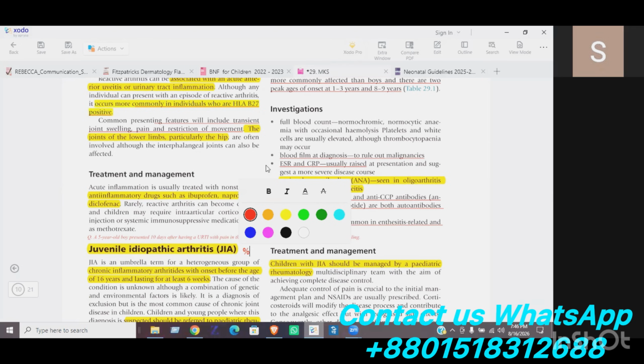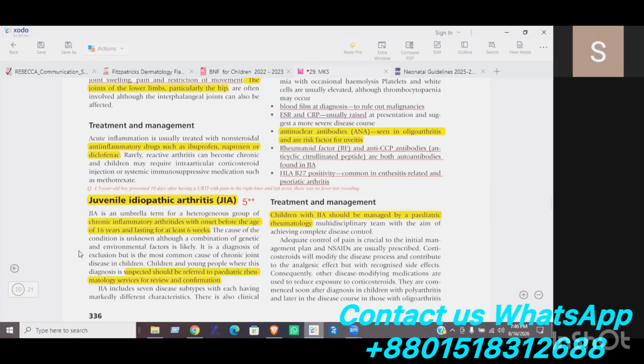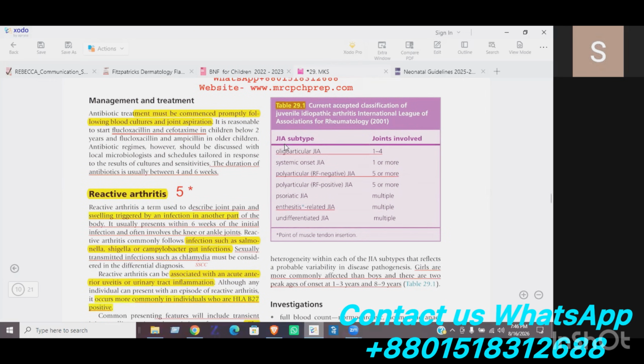JIA is an umbrella term which is chronic, associated with a 16-year-old with sickness for 6 months. Suspected, pediatric rheumatologist always confirms the review. Another important disease.